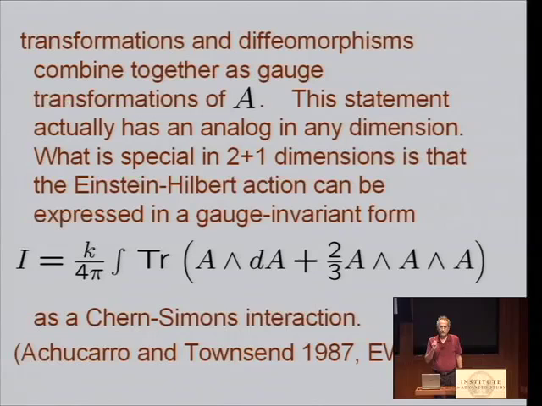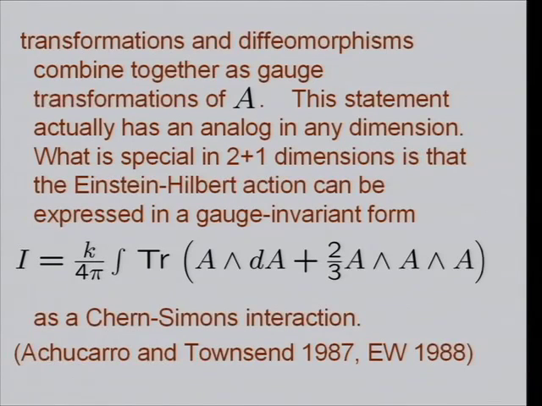What I've said so far is true in any dimension, but there's something crucial which is only true in 3 dimensions. What's special in 2 plus 1 or 3 dimensions is that not only can you combine the fields and the gauge symmetries into gauge transformations of a gauge field A, but you can also write the Einstein-Hilbert action in a gauge invariant form as a Chern-Simons interaction, where trace is a certain invariant quadratic form on the Lie algebra, not the obvious one.